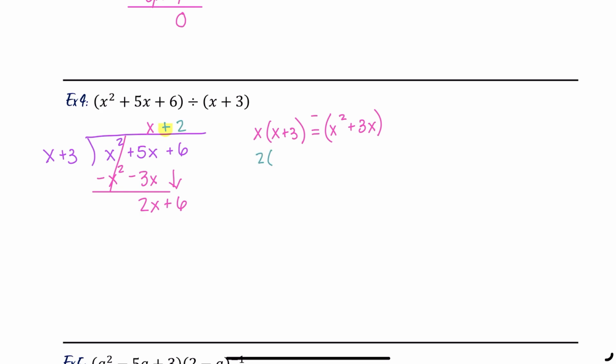And then I complete my multiplication process. 2 times x plus 3 gives me 2x plus 6. But I needed to distribute my negatives, so both of those become negative. And my 2x's cancel, my 6's cancel with a remainder of 0. And this is going to result in a quotient of x plus 2.